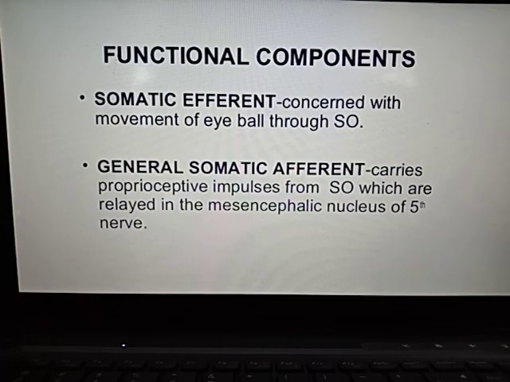Then come to the functional component. It has two functional components, somatic efferent and general somatic afferent. The somatic efferent is concerned with the movement of the eyeball through the superior oblique muscle, and the general somatic afferent carries the proprioceptive impulses from the superior oblique, which are relayed in the mesencephalic nucleus of the fifth nerve. Not only is it slender, it is the longest cranial nerve also.